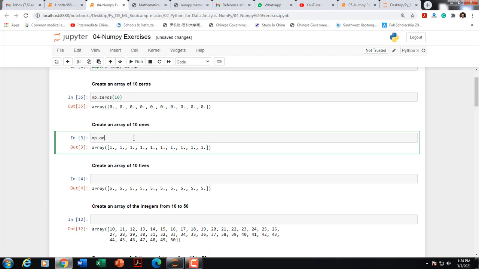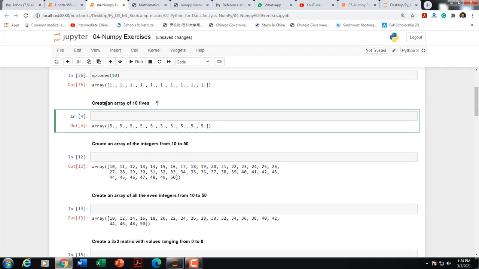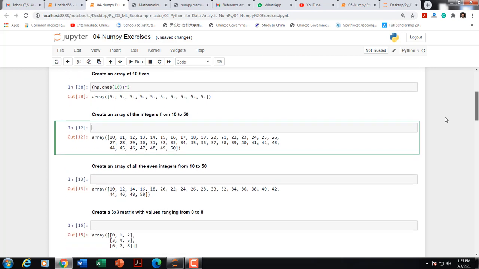The second question is create an array of 10 ones. So using the np.ones command, pass in 10, we get 10 ones. We have to create an array of 10 fives, so just say ones, pass in 10, we get ones over here, so we have to multiply it by 5, and this is just scalar multiplication. What I'm doing over here is I'm telling NumPy that after you get an array of 10 ones, I want you to multiply each and every element inside of that array with 5, and when I do that, I get 5s over here.